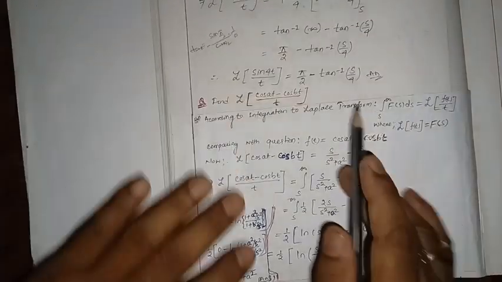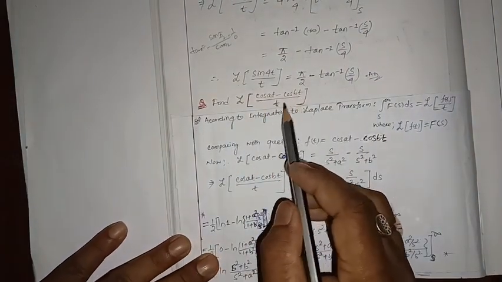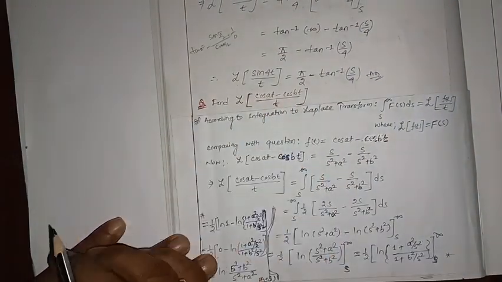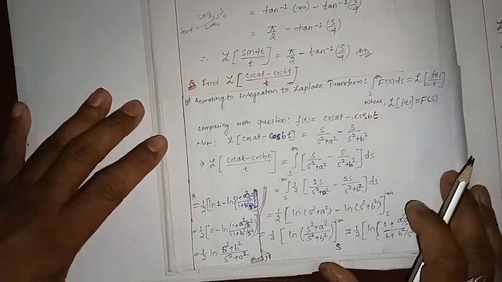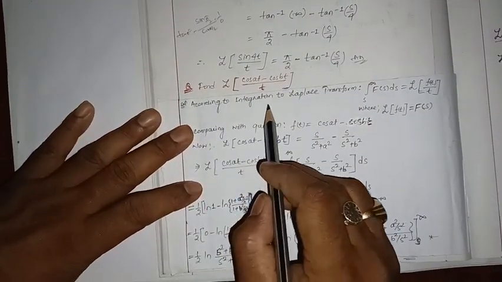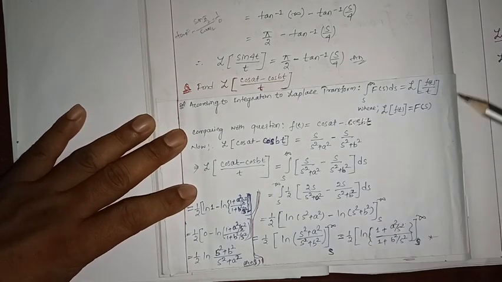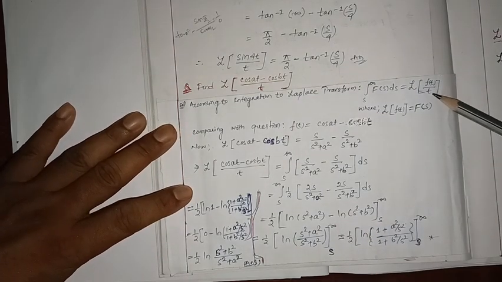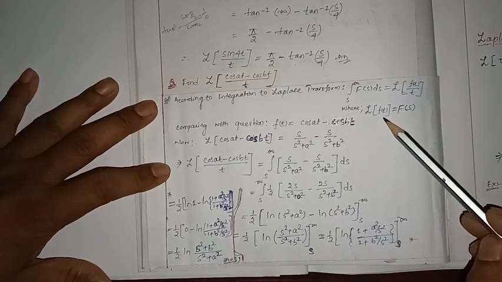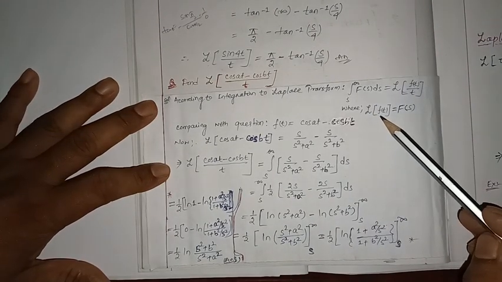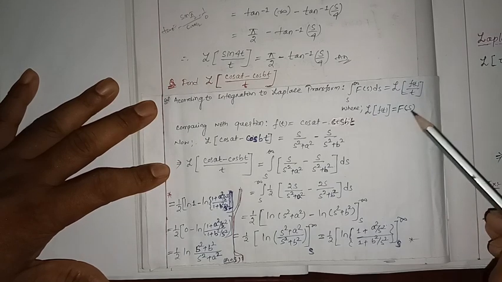Next, Laplace transform of (cos at minus cos bt) by t. This is a somewhat important question that you have to practice for your exam. According to integration of Laplace transform, we know that the integral from s to infinity of F of s ds is the Laplace transform of f of t by t, where the Laplace transform of f of t is capital F of s.